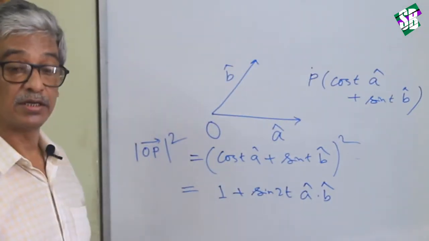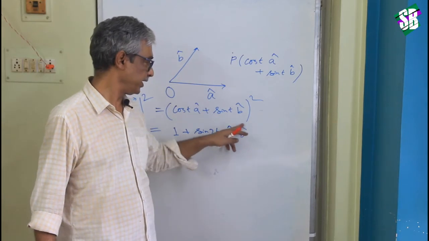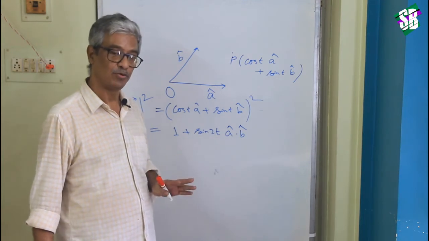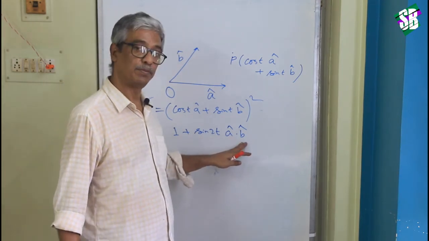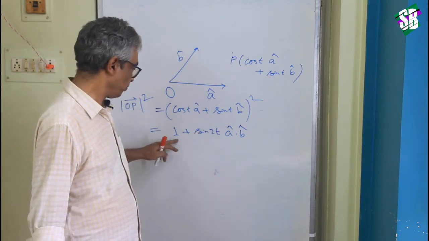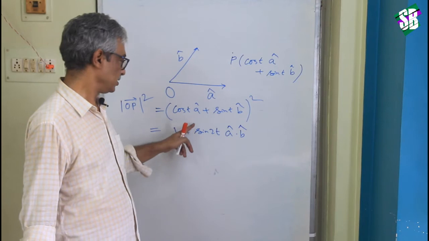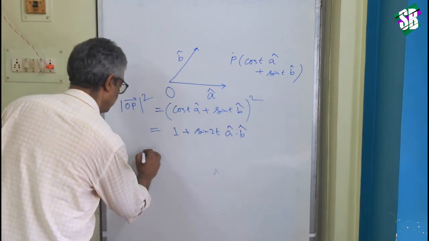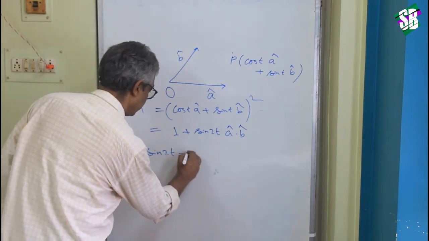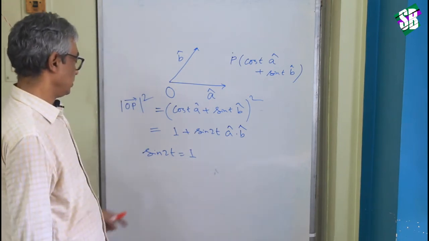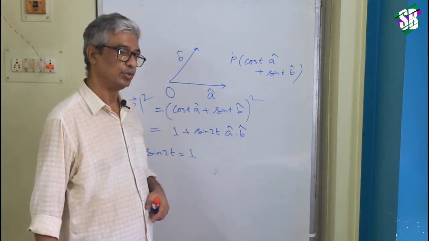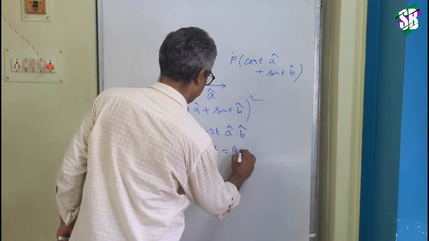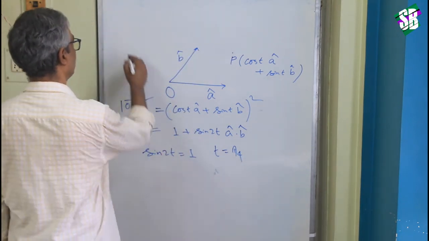When mod OP vector is maximum, remember this cannot be negative. Why? Because the angle between a cap and b cap is an acute angle. So a cap dot b cap is a positive number. So to make this greatest, you have to take sin 2t equal to 1. So sin 2t equal to 1. So 2t equal to pi by 2, means t equal to pi by 4. So t is pi by 4. So then what will be m?